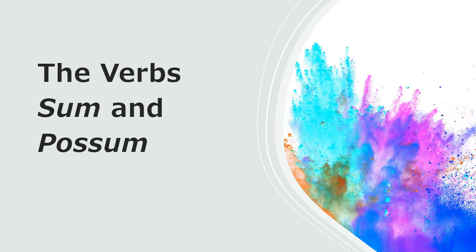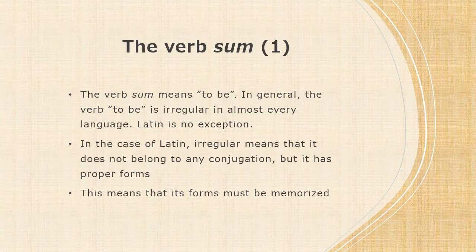Today we're going to talk about two very important verbs, the verb sum, to be, and the verb possum, to be able to. These two verbs are very important because of course they are very frequent in Latin and you will find them all the time. So let's start with the verb sum.